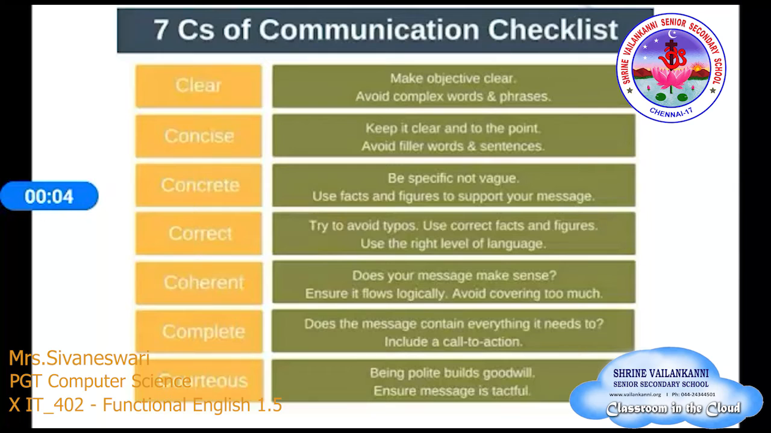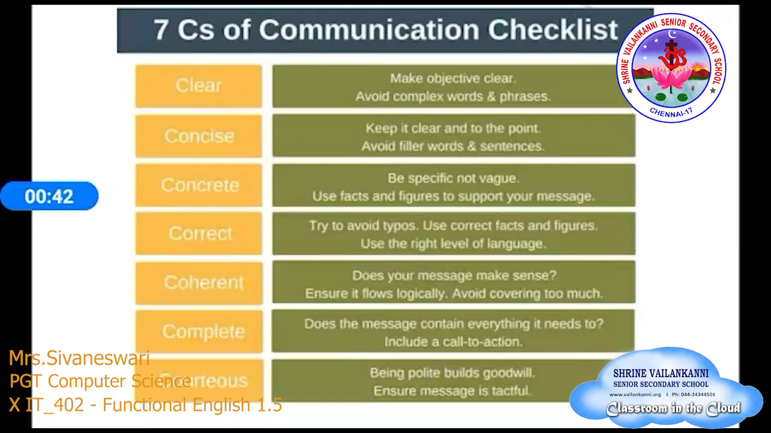Let's see the 7 C's for effective communication. What are the 7 C's? Clear, concise, concrete, correct, coherent, complete, and courteous. Clear: make the objective clear. So we should avoid complex words or phrases which will complicate the sentence. Concise: keep it clear and to the point. Avoid filler words and sentences. So if we avoid extra words, then that itself will help us to communicate properly.